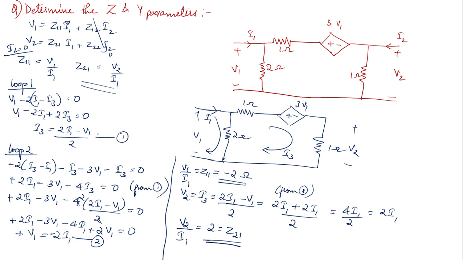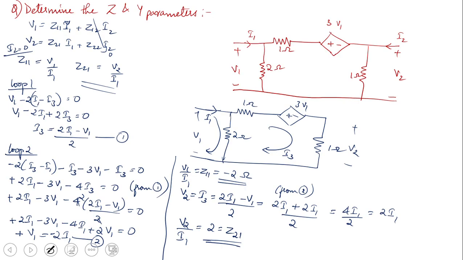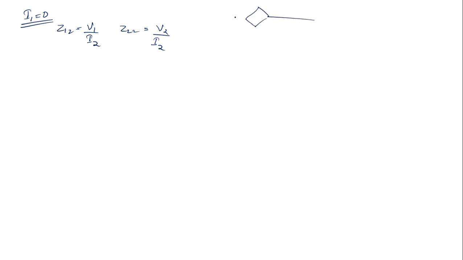Similarly, you can find out for I1 equal to 0. I'm not going to solve that particular problem. If you put I1 equal to 0, you'll get Z12 and Z22. So Z12 will be V1 by I2 and Z22 will be V2 by I2. If you're drawing the figure, it is similar to the previous case itself. The only difference is that the directions have changed a bit. So I think you can do this second case on your own.